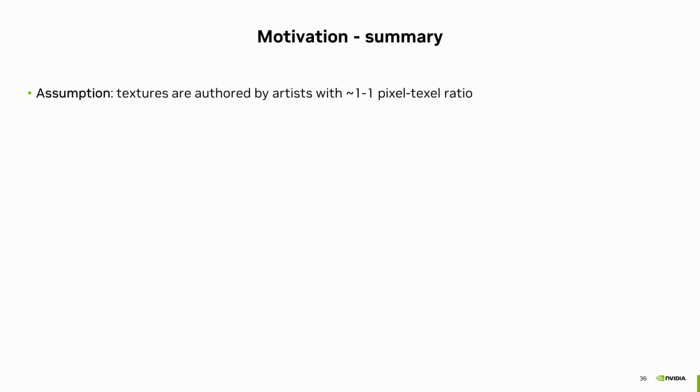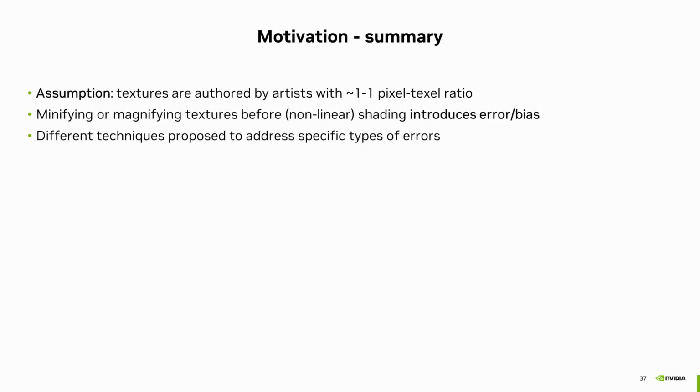To define correctness, we make one assumption. Textures are authored by artists with roughly a 1:1 pixel-to-texel ratio. This is not a very strong assumption and holds for the vast majority of assets. There are some specific examples and use cases where this assumption might be violated. I will demonstrate them later during discussion of our results. However, this is reasonable and not very strong for most textures. Under this assumption, minifying or magnifying textures before nonlinear shading introduces error and bias.